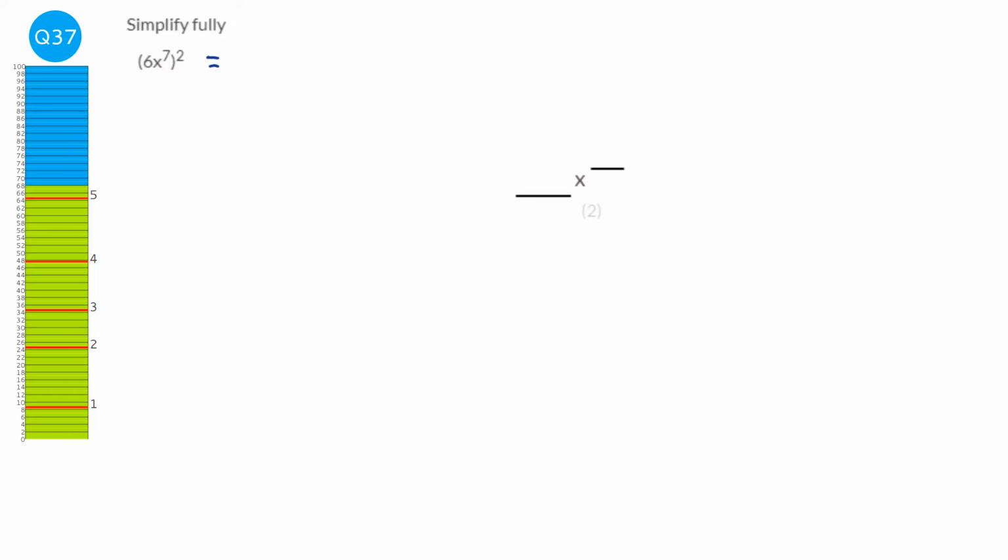When something is squared, you times it by itself. So another way of writing this is 6x to the power of 7 times 6x to the power of 7. The 6's can go together, and the x to the power of 7's can go together. And 6 times 6 is 36. And x to the power of 7 times x to the power of 7. When you times powers, you add them. So 7 plus 7 is 14.